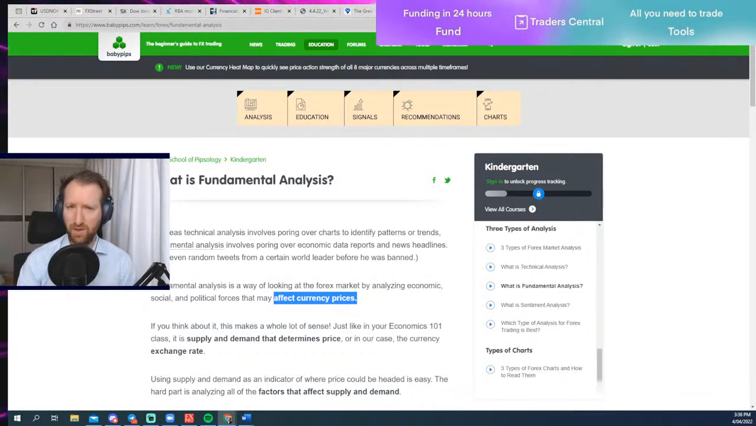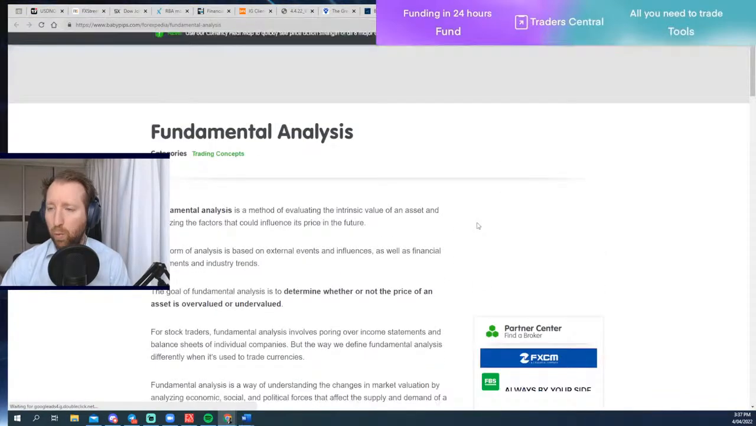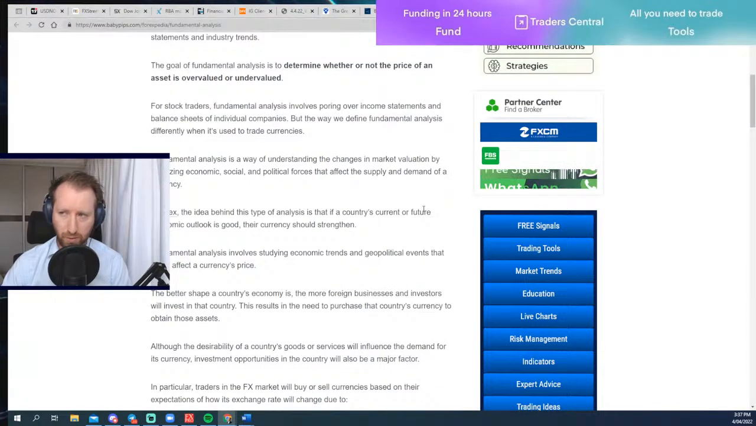Is a relative strength test or index something you can use for fundamental analysis? No, that's a different piece of information that you need to use. Is COT data fundamental analysis? No, that is sentiment analysis. So we're going to go through everything here, and I will try to tell you what to do and what not to do. Fundamental analysis is also the analysis of supply and demand.